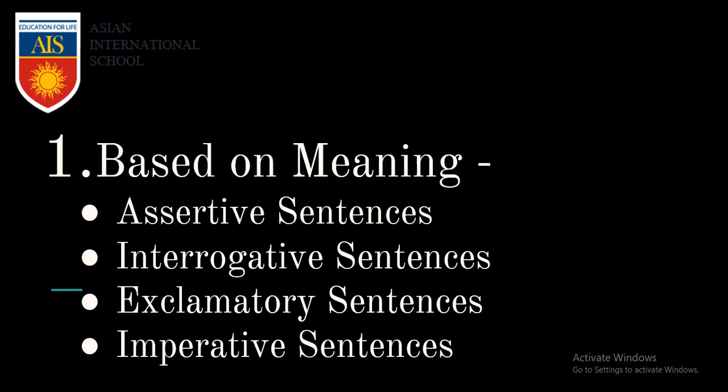On the basis of meaning, sentences can be divided into 4 main types. What are the types? Assertive sentences, interrogative sentences, exclamatory sentences, and imperative sentences.